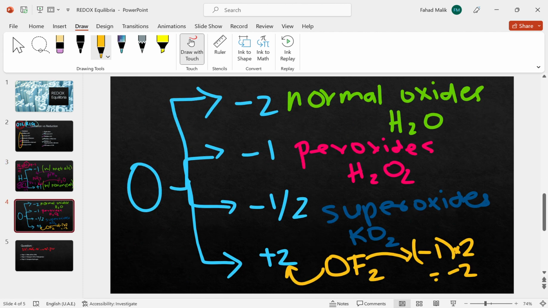Then you have oxygen. It has 4 variable states: -2, normal oxide, water; -1, peroxide, hydrogen peroxide; -1/2, superoxide, like potassium superoxide. Then you have +2, as in oxygen difluoride. And that's it.